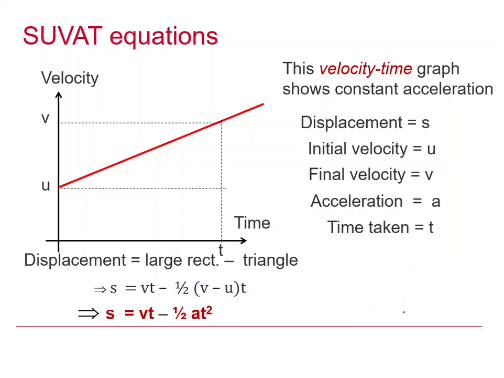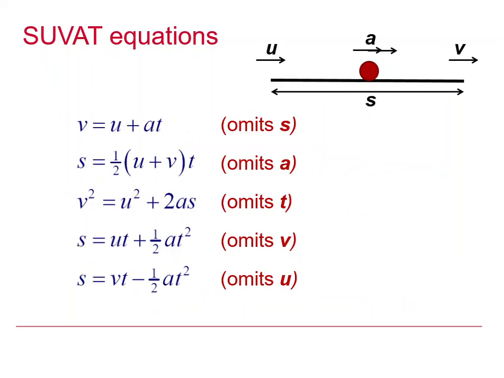There we are, summarized. So if we put all that together, what we've now got is a list. So why may we want so many equations? Well, if you look carefully, you'll see that of the various letters v, u, a, s and t, what you've got in each case is an equation which relates all of them with one omitted in each case. So if you don't know the distance, you can use v is u plus at. If you don't know the acceleration, you can use s is a half u plus v times t, and so on.